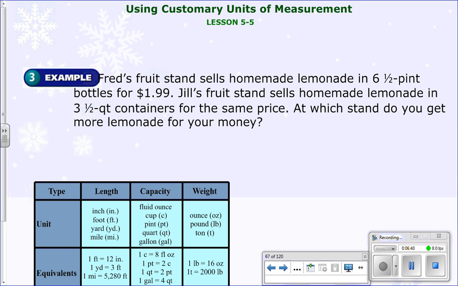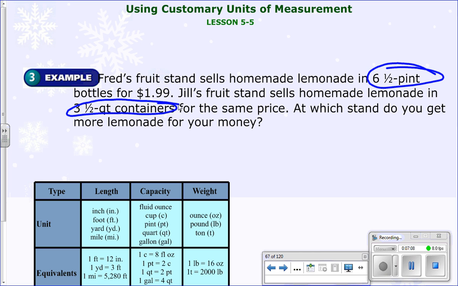So here, we're talking about 2 different fruit stands. We're talking about Jill's, where you can get a 3.5 quart container for $1.99. Or Fred's, you can get a 6.5 pint bottle for $1.99. In order to compare them to see what the better price is, we need to make them the same. So we either have to switch them both to pints or switch them both to quarts. Me, I'd prefer to switch them to pints because it's easier to simplify.